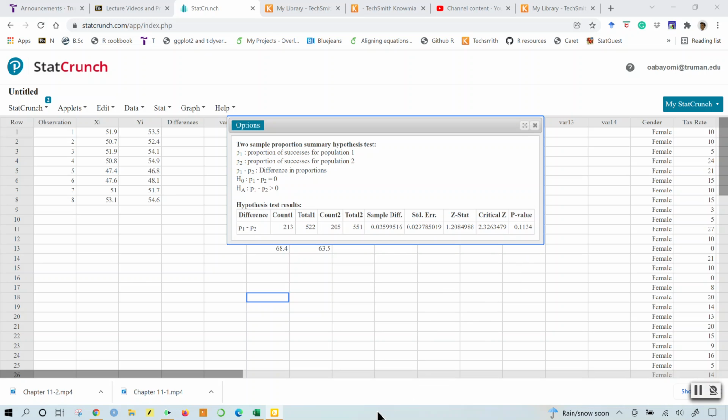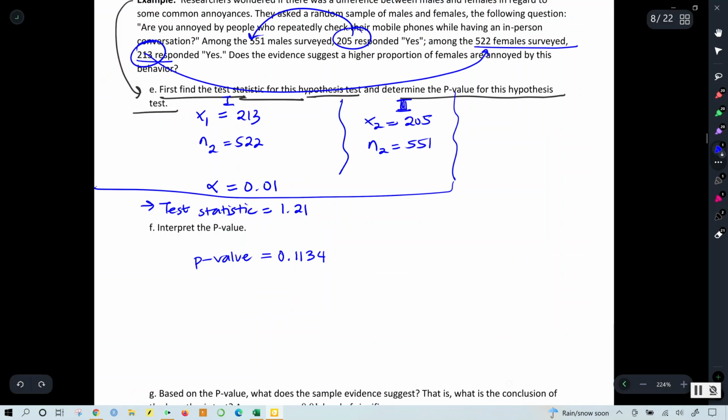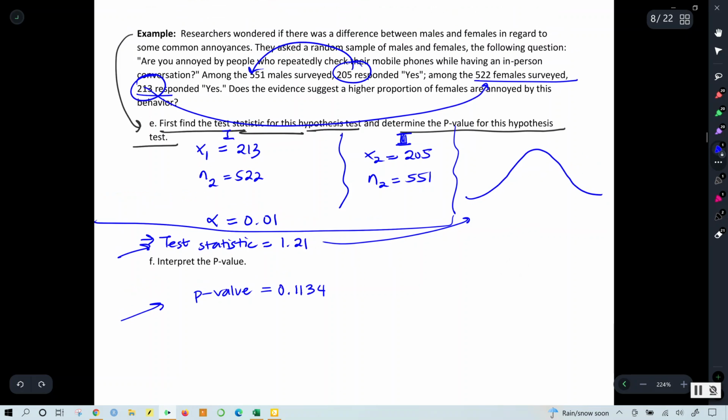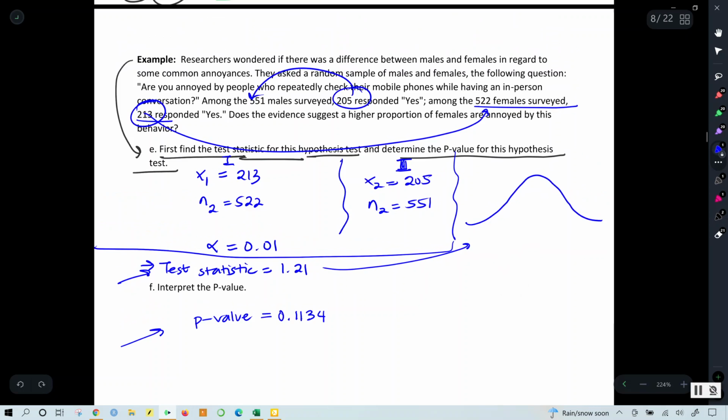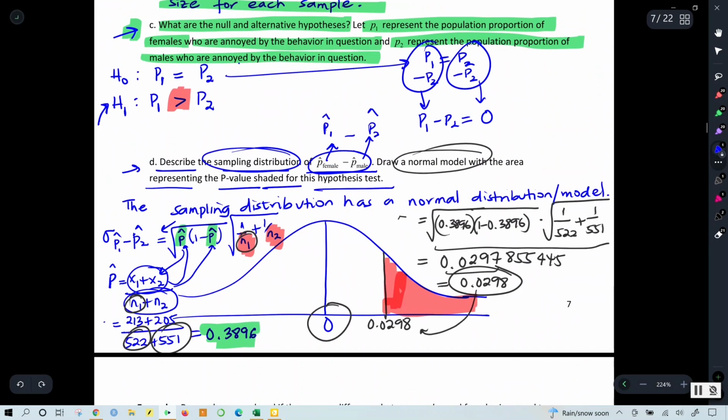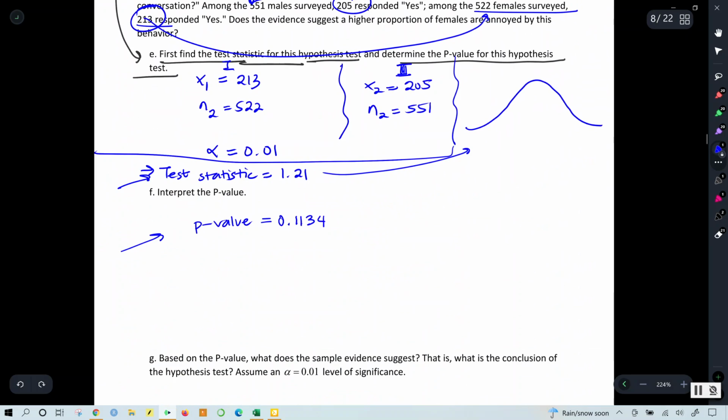So I'm going to take that back to my working bench. So here I have the test statistic and I have the p-value. Along with the test statistic, I always recommend remembering to indicate the region of your rejection region. So since we are dealing with P1 minus P2, this is greater than, so this would be on the right side of the test.